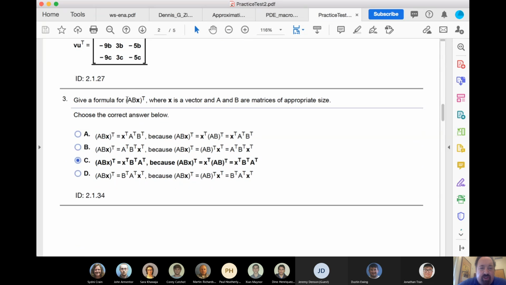This problem is about the properties of a transpose. The transpose of a product, ABX in this case, is equal to the product of the transposes, but in reverse order. So that's something to apply here to get the order straight.